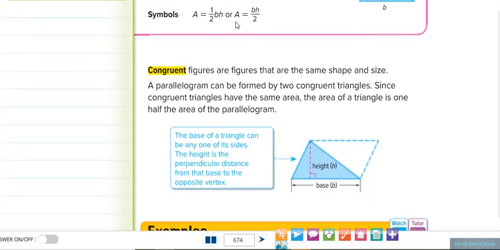Why are we saying half or divided by 2? Very easy. Because it's clear that the triangle represents half a parallelogram. And we have studied that the area of a parallelogram is base times height. The triangle is half the parallelogram, so half times base times height.